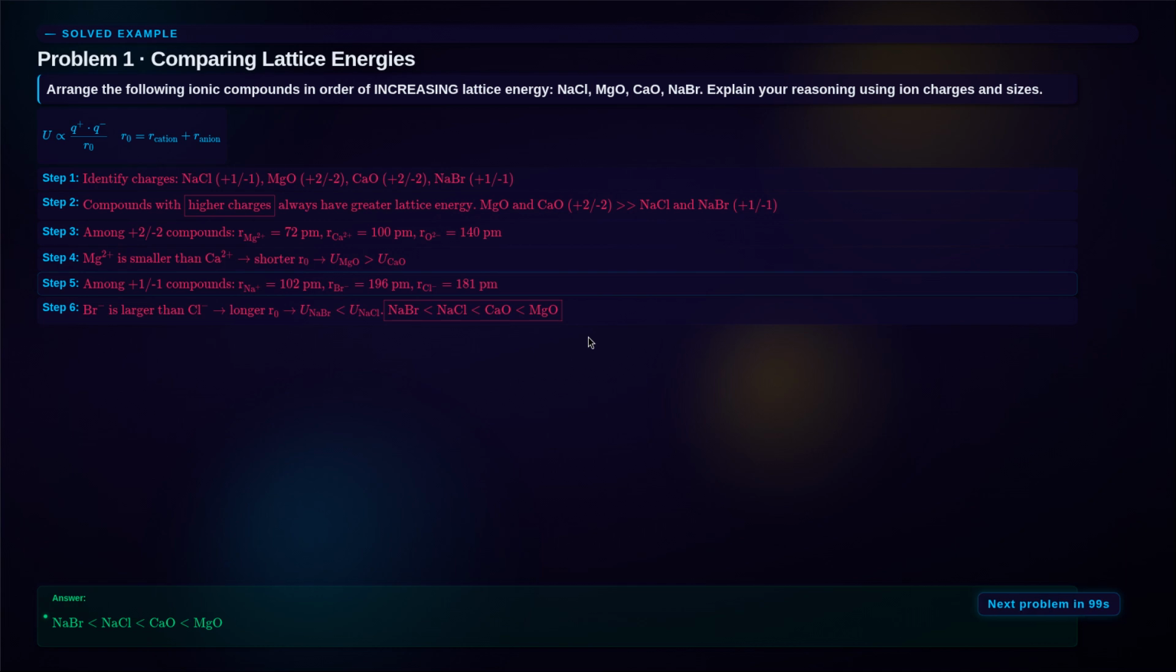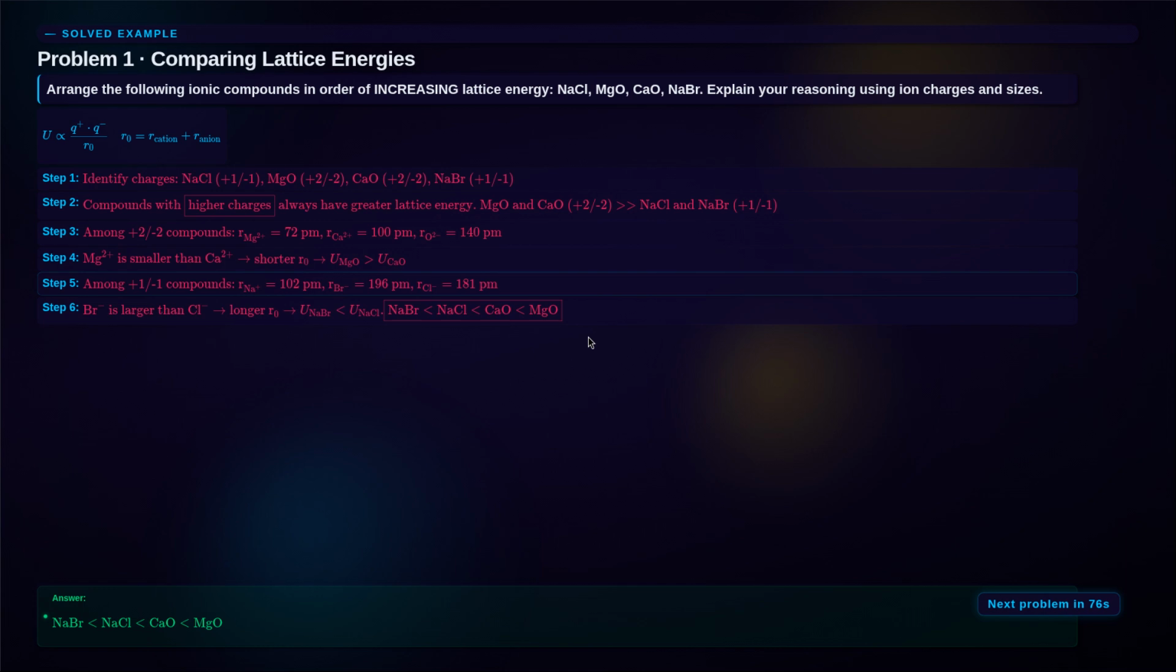Step 1. Identify the positions. Sodium is group 1, period 3. Magnesium is group 2, period 3. Potassium is group 1, period 4. Calcium is group 2, period 4. Bromine is group 17, period 4.